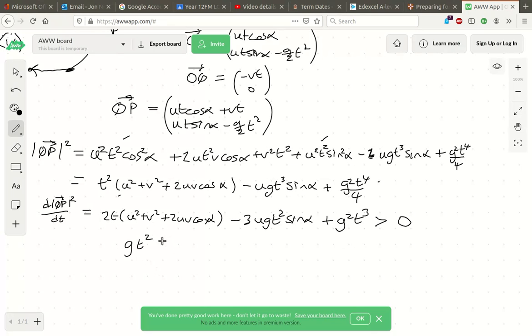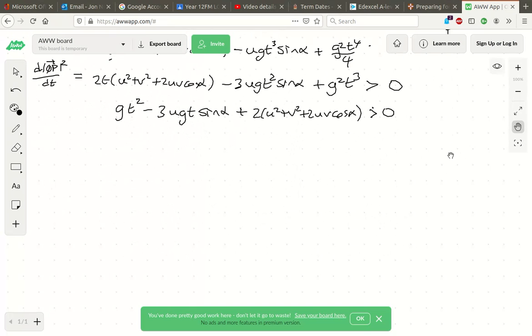g squared t squared, once I divide by t, minus 3eg t sine alpha, plus 2 u squared plus v squared plus 2uv cos alpha, like that. And I've divided by t there as well. It's greater than 0. Same approach again as well. Complete the square. Oh, have I dropped a squared there on the g?